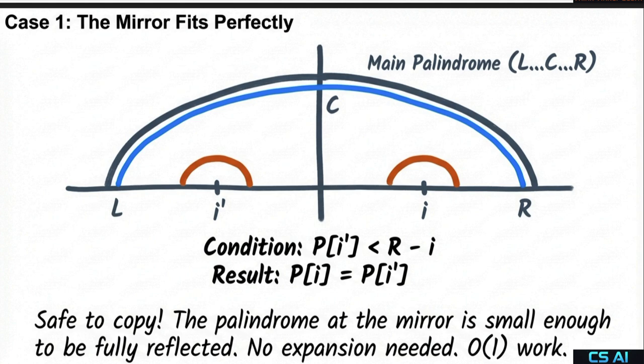Why? Because the entire environment around i' is reflected perfectly around C to the environment around i. We can set P[i] equals P[i'], and we don't even need to run the expansion loop. We do O(1) work here: we just copy the number and jump to the next index. This is where the massive speedup happens.